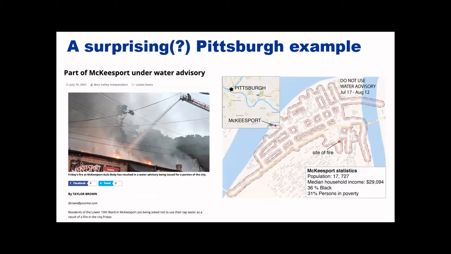An example that happened in Pittsburgh, it actually happened last July, when they had an incident during, not a residential fire, but a fire at an auto body shop in McKeesport. McKeesport is this small city on the outskirts of Pittsburgh. It's a very poor city, small population. The median household income is less than $30,000. And 31% of the population there is in poverty. And they have a history of not great water quality because we live in one of these Rust Belt cities that has had a lot of industrial activity.